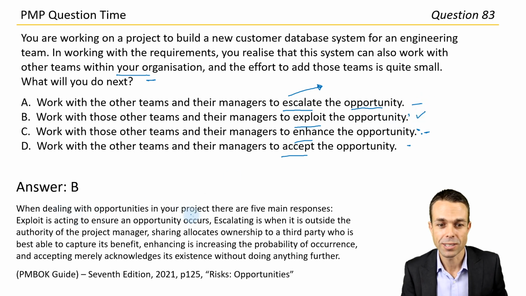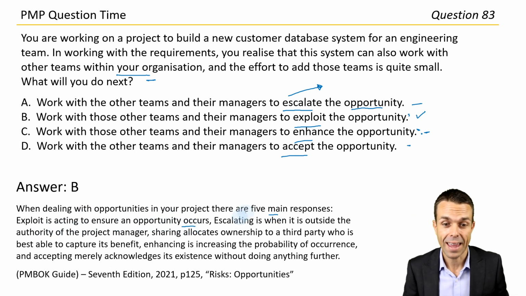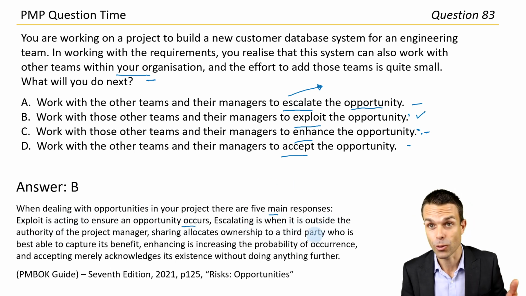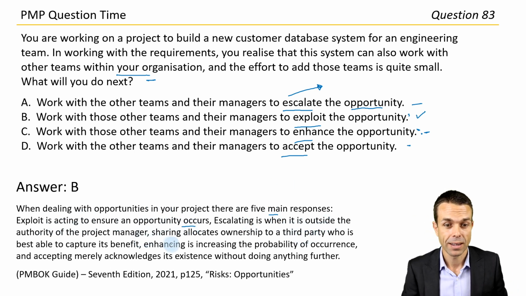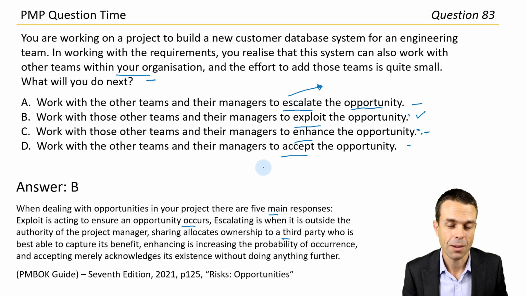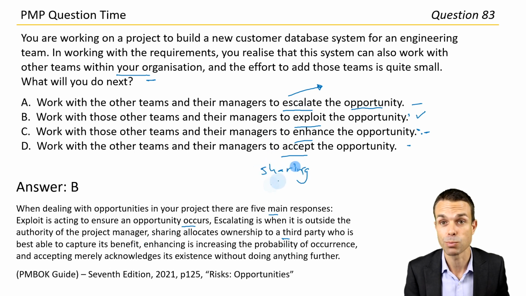When dealing with opportunities in your project, there are 5 main responses. Exploit is acting to ensure an opportunity occurs. Okay, so that's good. We're definitely doing that. Escalating is when it's outside the authority of the project manager, just like we said. Sharing allocates ownership to a third party who is best able to capture its benefit. So if there was someone else, it is another team, but I think we're still adding that information. So even sharing may not have fit the best for us because we still need to actually exploit it and do the work.